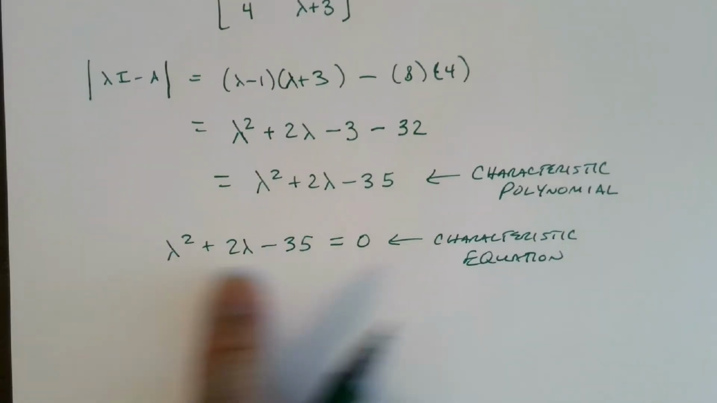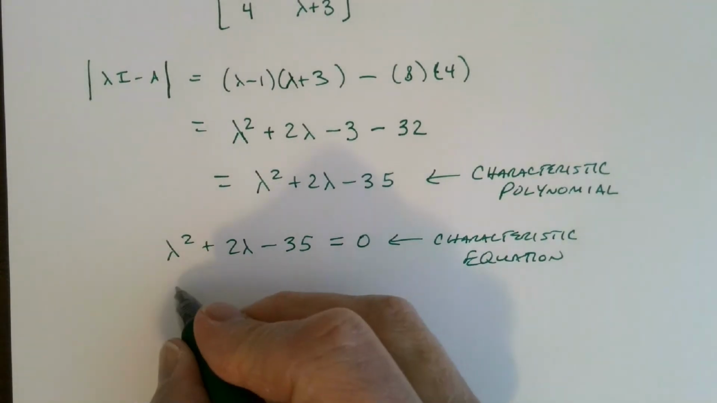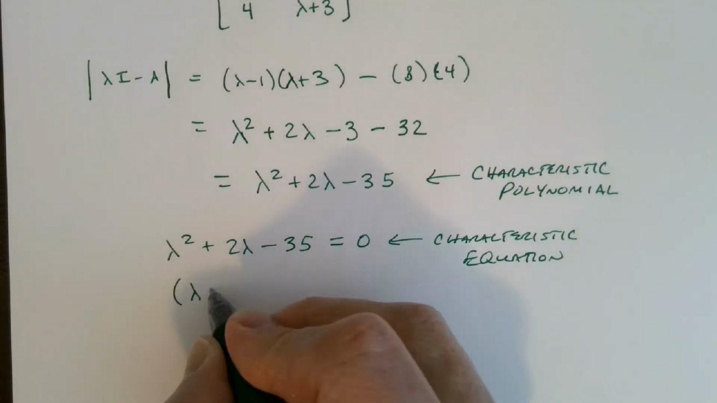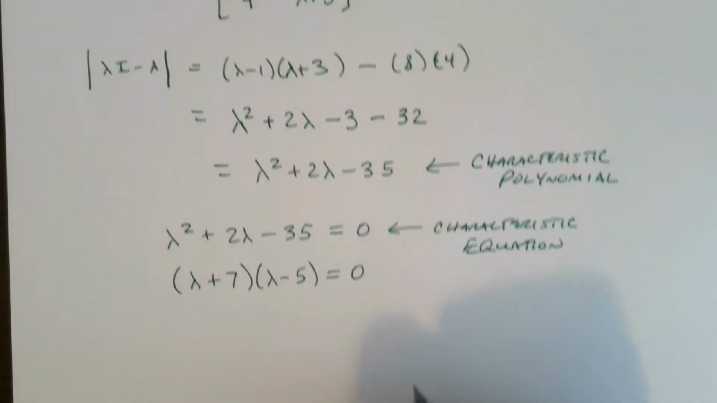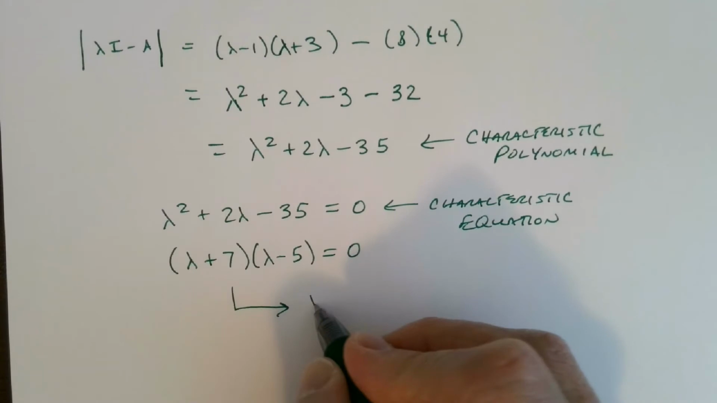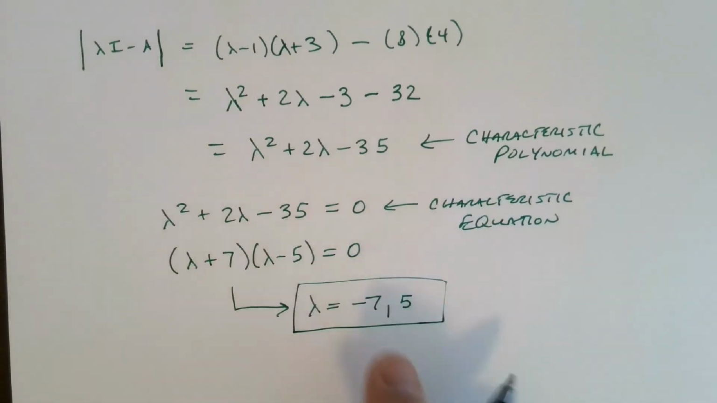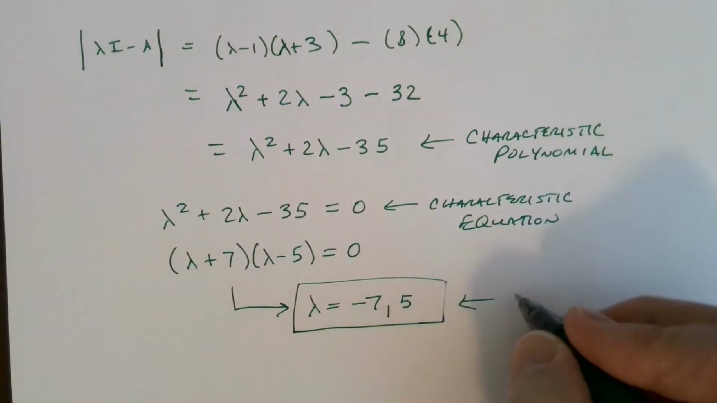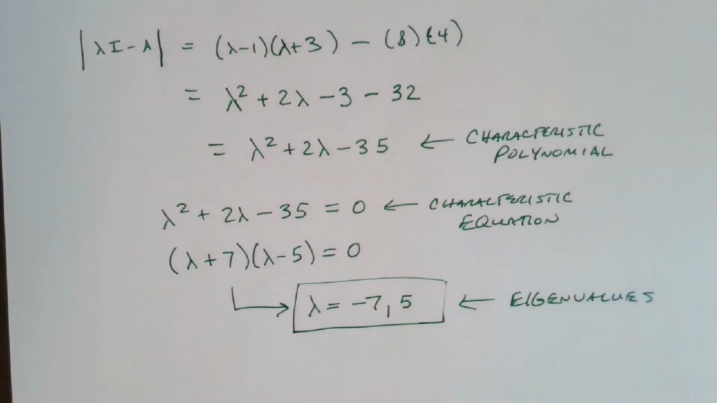Well, again, solving a quadratic equation should be no problem. If you can factor it, that's the way you should proceed. Otherwise, you can use the quadratic formula. This does factor fairly easily, right? And so what do we know? Lambda is equal to negative 7 or positive 5. So there are the eigenvalues, and there are 2 of them.